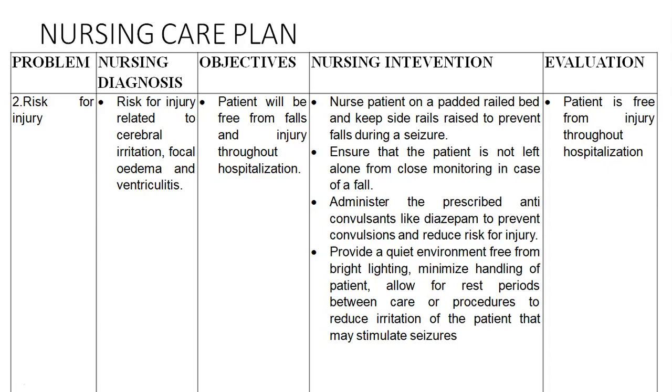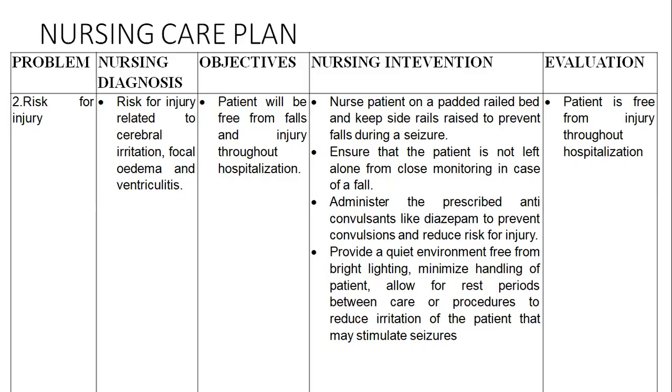So we want to make sure the environment is quiet because noise can stimulate seizures. We want to make sure the lights are dim lit. This is a photophobic patient, remember? So we want to make sure the lights in the room are dim lit to prevent photophobia and also irritation. We may evaluate the patient and find that the patient is free from injury throughout hospitalization.